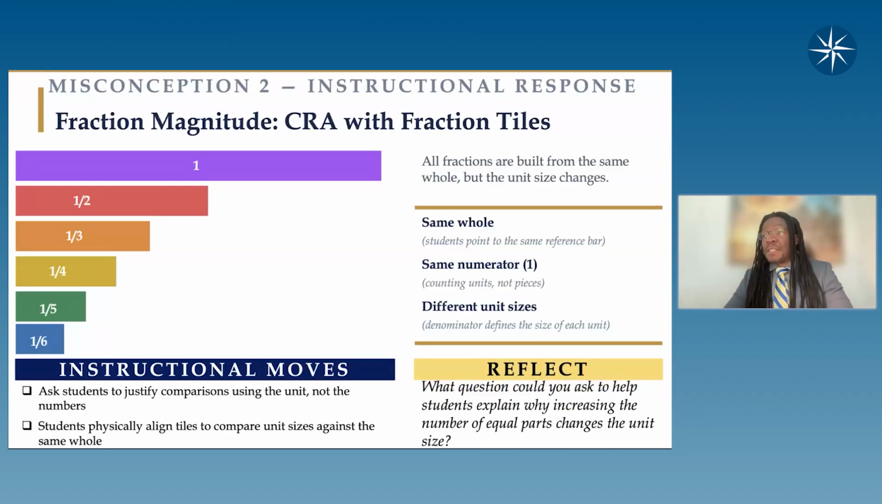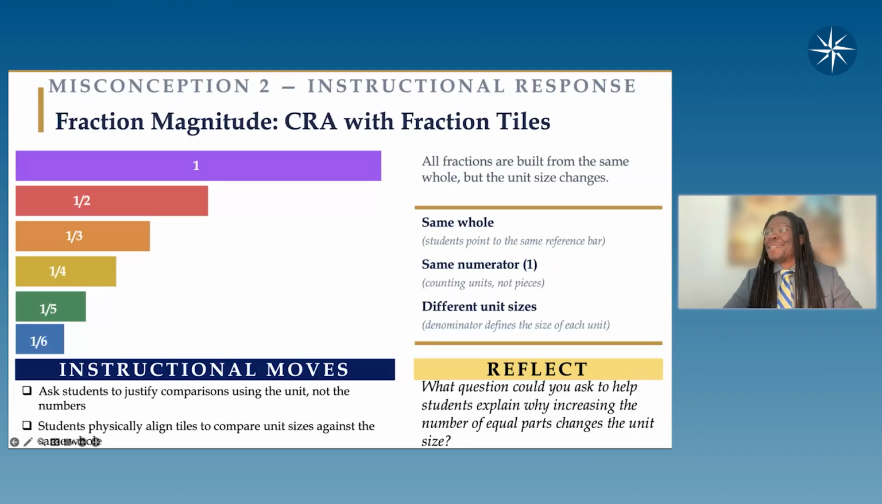So what questions would you ask? And you could put it in the chat part. What questions could you ask to help students explain why increasing the number of equal parts changes the unit? I talked about using pizza. What questions might you ask, or what scenario might you present to a child for them to conceptually understand this magnitude of fractions? Anyone? And you could drop it in the chat pod.